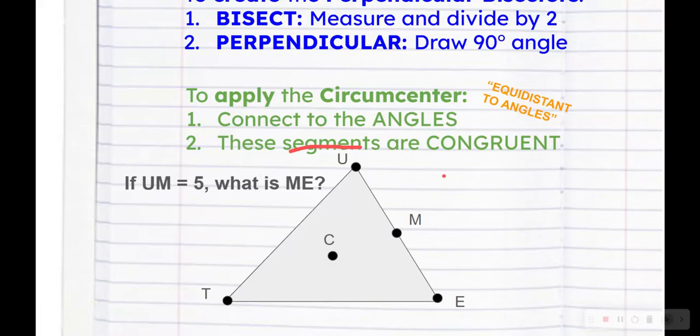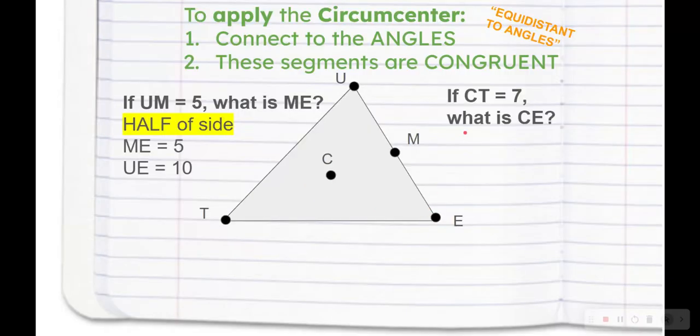If UM is 5, so from here to here, if that's 5, what is ME? Well, remember, M is the midpoint, so UM must be half the side, so the other half must be 5. The whole length from U to E better be 10. Okay? If CT, let me draw that. If CT is 7, what is CE?